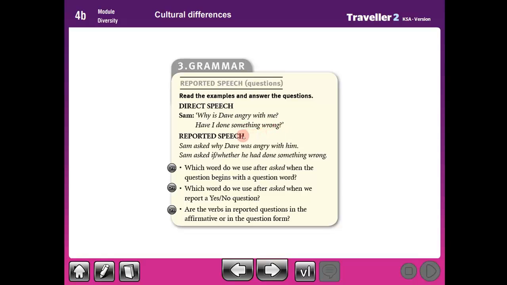In reported speech, it will be Sam asked why Dave was angry with him, instead of is Dave. We changed it to a sentence, a statement. Sam asked if or whether he had done something wrong. Okay. Which word do you use after asked when the question begins with a question word, such as why, what, where, when?